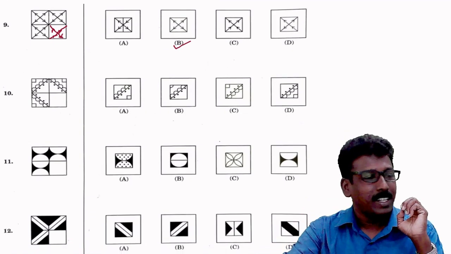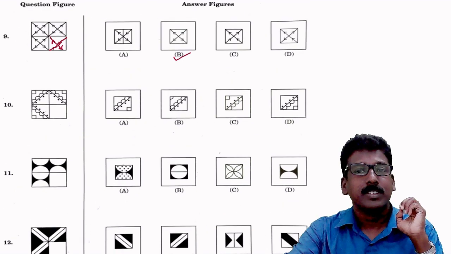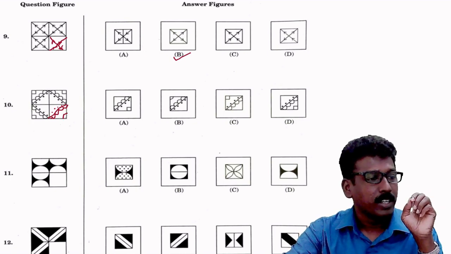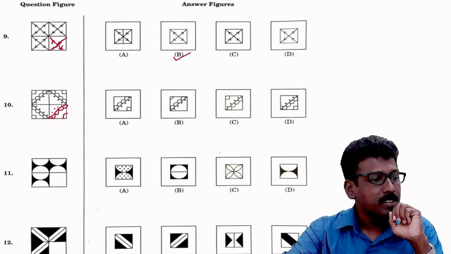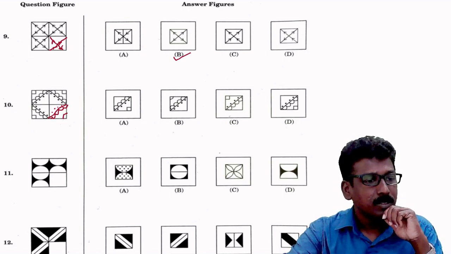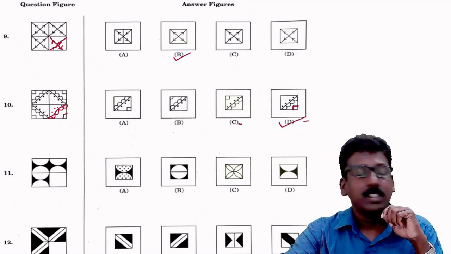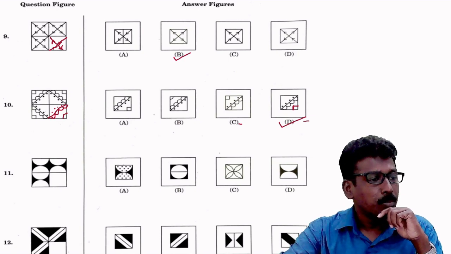Now question numbers 10, 11, 12, try to do yourself. Here in 10, you have to join. Now there is some shading here, some dots inside, and check one small rectangle, or a right angle mark. The same figure you can see in C and D. C and D are there, but D is the correct answer, because here there should be that rectangle mark. So D is the correct answer.